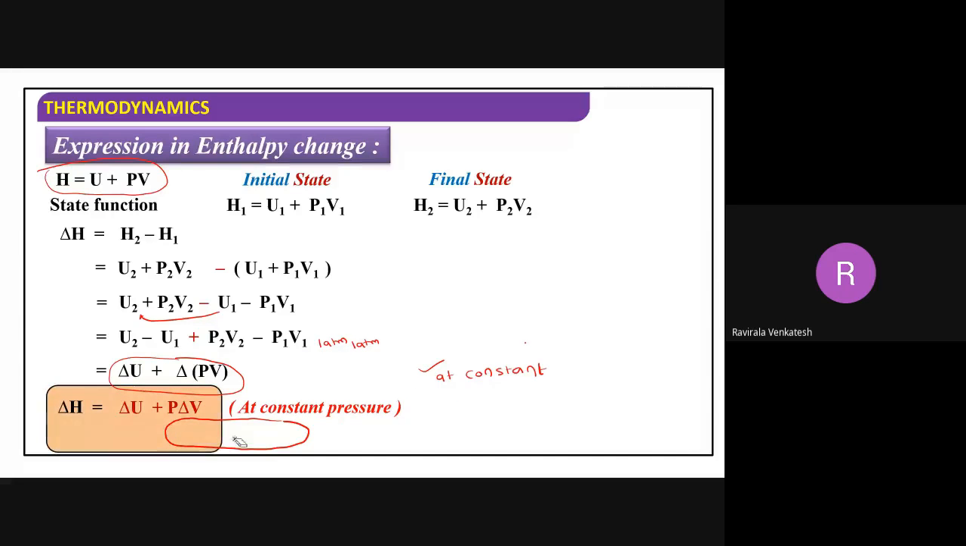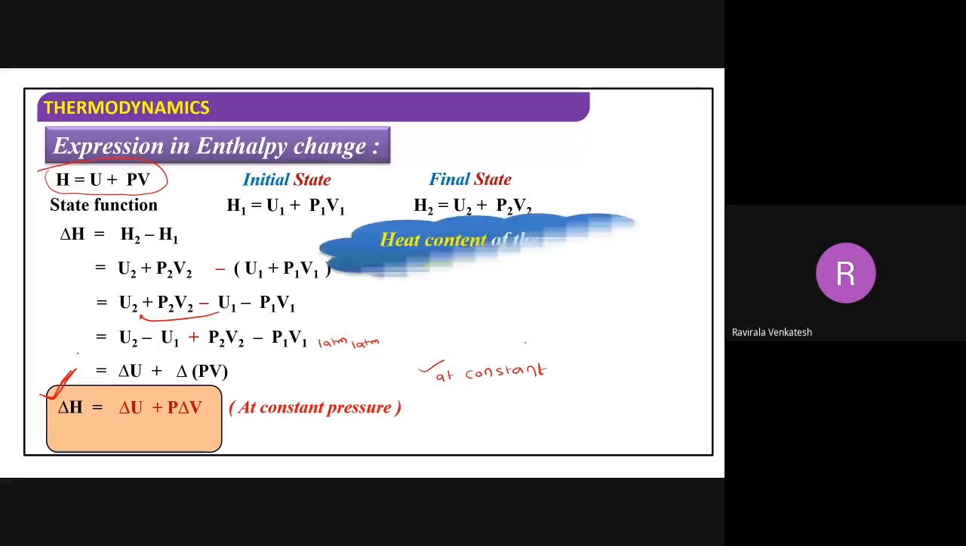Correct? Then in this case I can write the expression like this: delta U plus P into delta V. Why? Because only volume is changing here. Volume is changing, but pressure is not changing. So at constant pressure, you can write the expression like this. But most of the reactions will take place at constant pressure. Therefore, this expression will apply for most of the reactions.